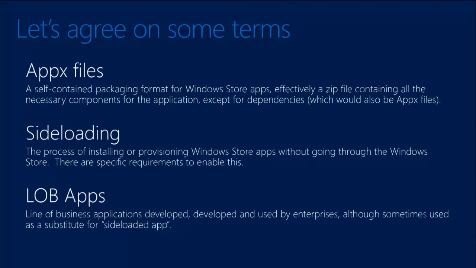Who published it, what's the name of it, what's the version, what requirements does it have, what particular security capabilities does it require. Is it going to access the internal company network? Is it going to access the internet? Is it going to request your location? All of those capabilities need to be declared in that XML file.